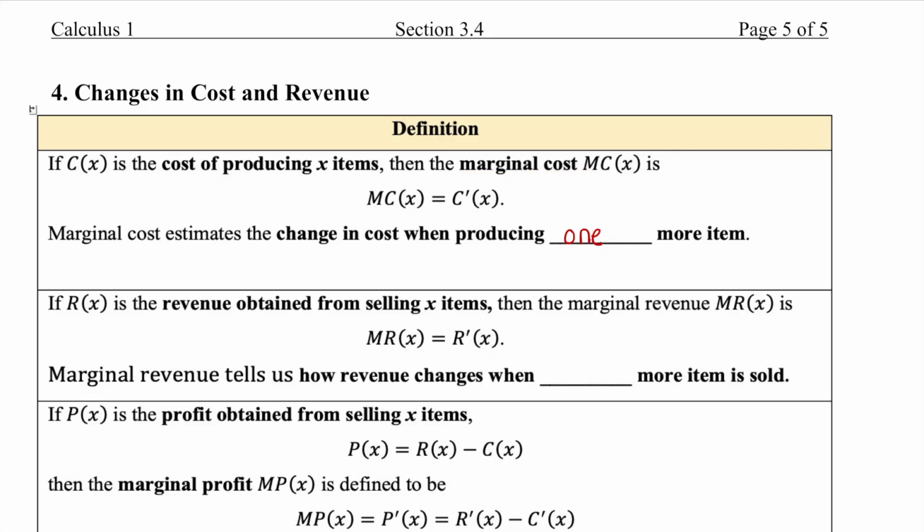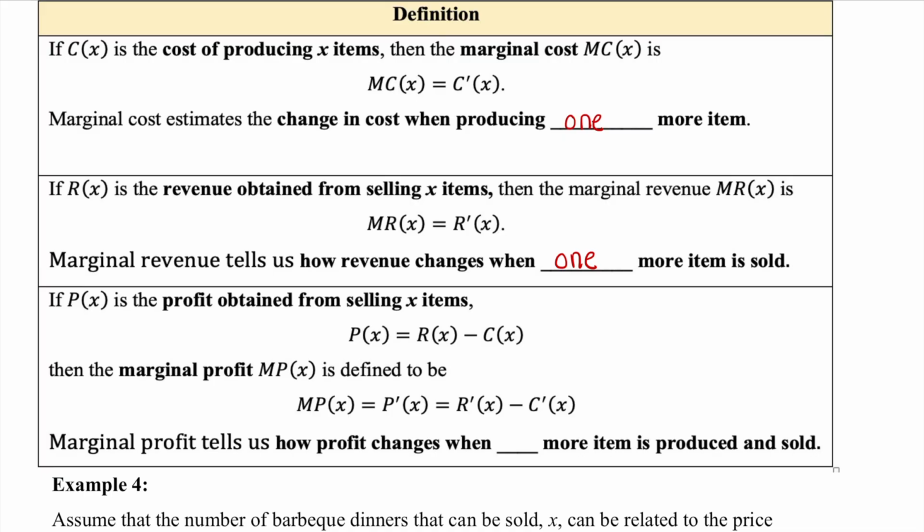Next, suppose R of X is the revenue obtained from selling X items. The marginal revenue, written as MR of X, is defined as R prime of X. So the marginal revenue is the derivative of the revenue function. Marginal revenue tells us how revenue changes when one more item is sold. In other words, it estimates the additional revenue gain from selling one more unit.